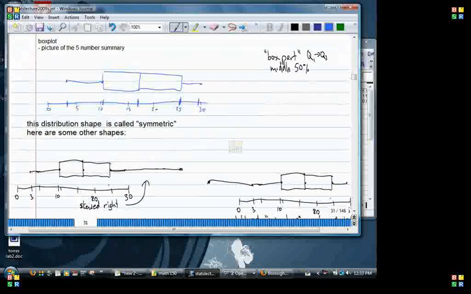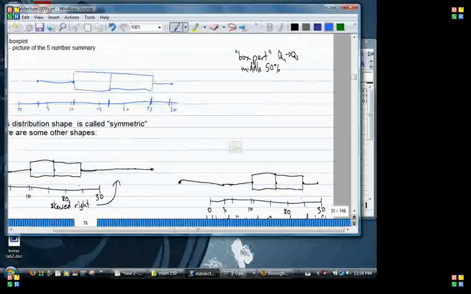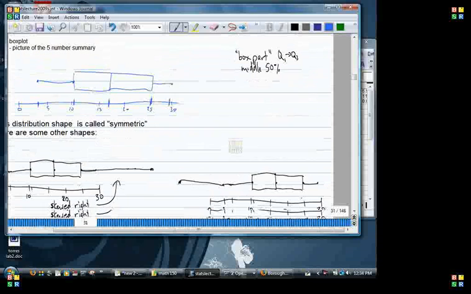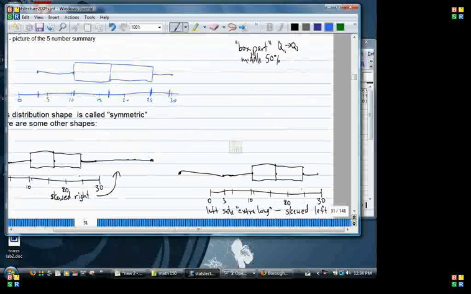Visual way of seeing whether or not you have an outlier. Similarly, if you had a very, very small number, you get this graph, and that's called skewed left. And there you go. Outlier on the left, long tail on the left is skewed left.